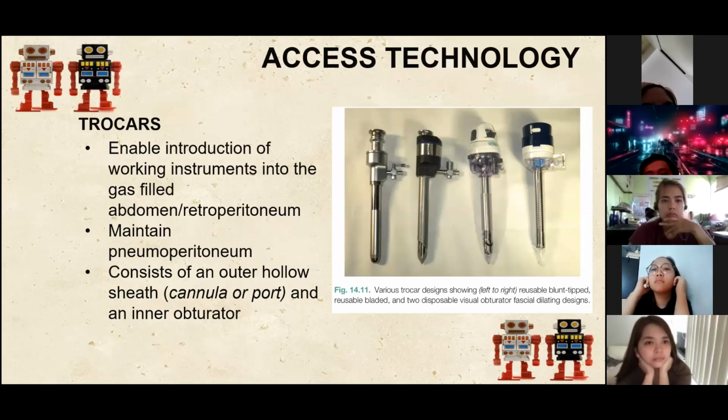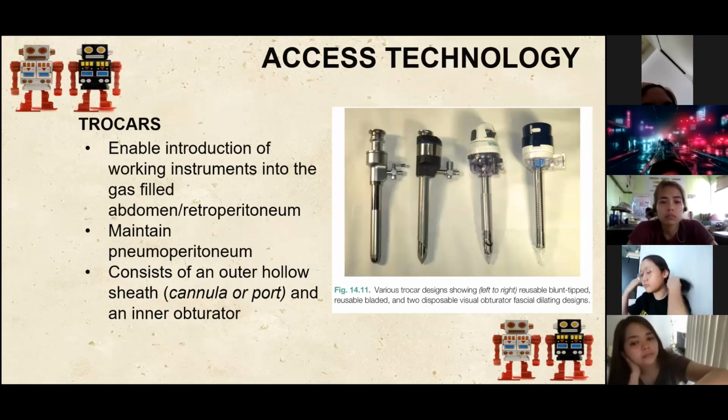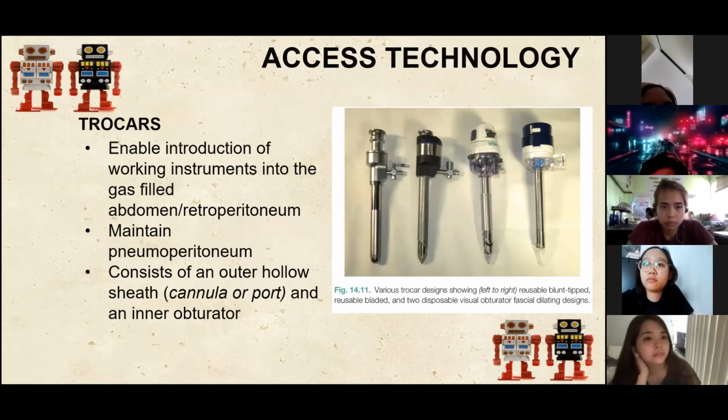Next, please. So for your access technology, you have your trocars. It enables introduction of working instruments into the gas-filled abdomen or retroperitoneum. They maintain pneumoperitoneum by conveying the insufflant and serve as a pathway for delivering small amounts of dissected tissue from the surgical area. It consists of an outer hollow sheath and an inner obturator, which is removed as soon as the outer sheath has entered the peritoneal cavity.